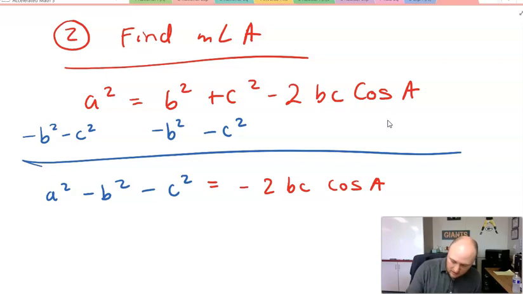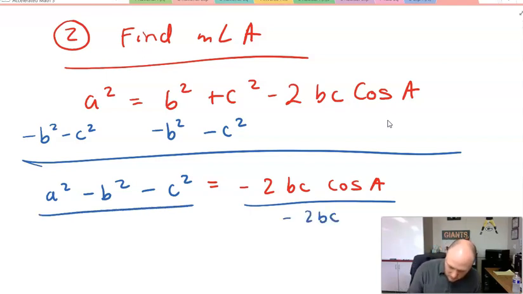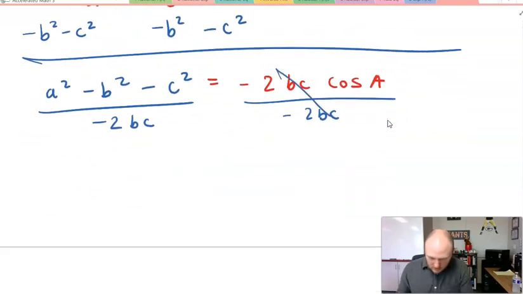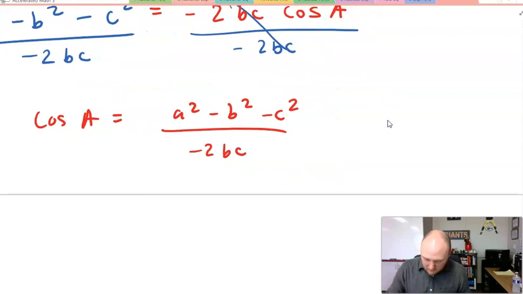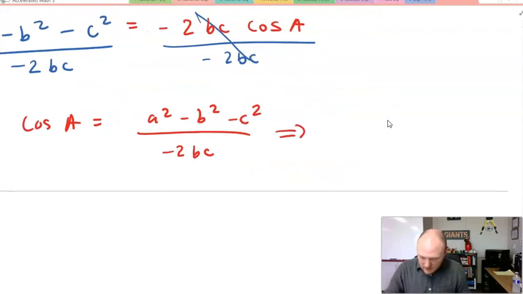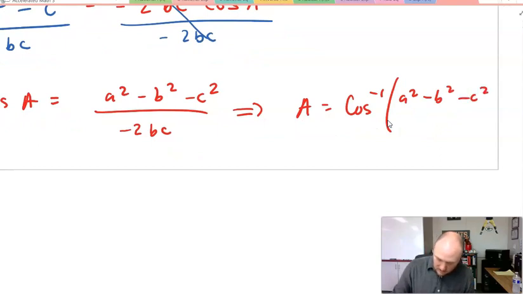Okay, and I want to isolate my cosine of A, so I'm going to divide by negative 2BC, divide by negative 2BC. Okay, and we get cosine of A is equal to A squared minus B squared minus C squared all over negative 2BC. Okay, and then therefore this implies that A is equal to cosine inverse of these values, A squared minus B squared minus C squared all over negative 2BC.